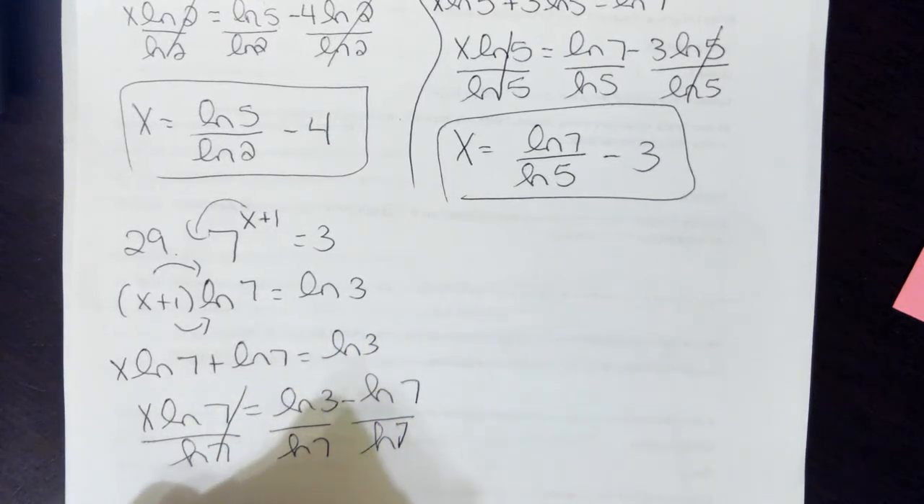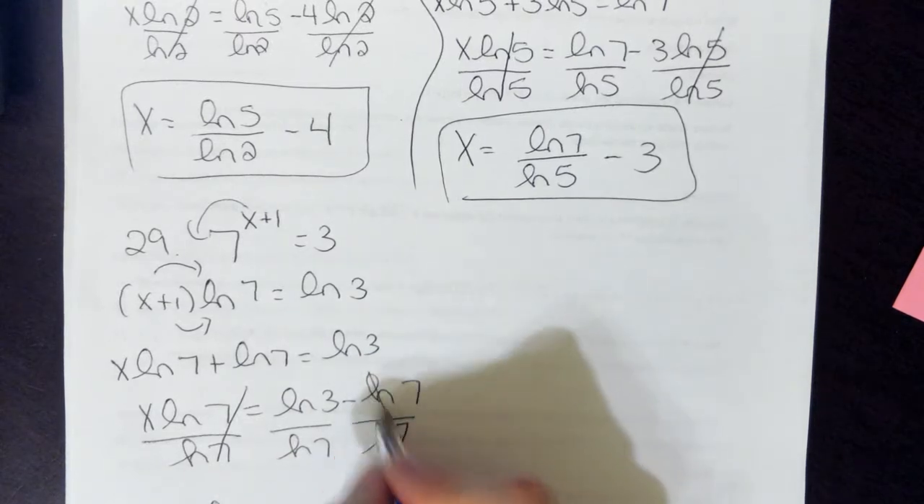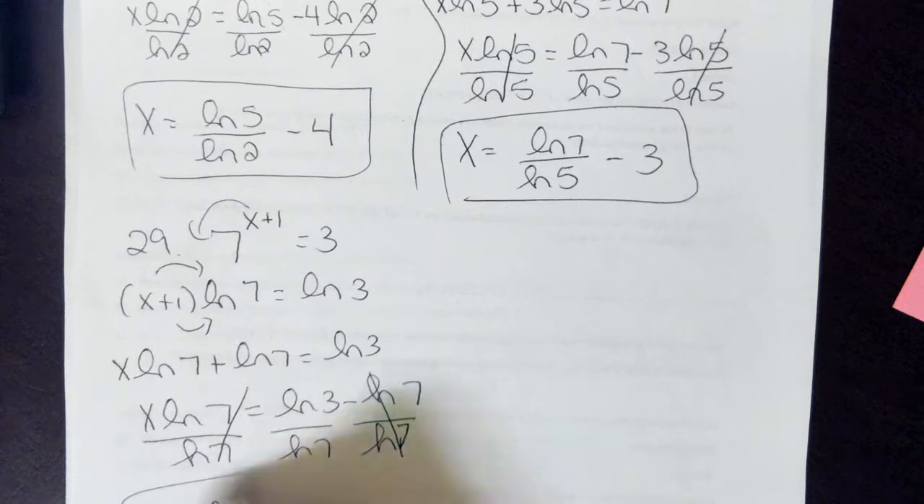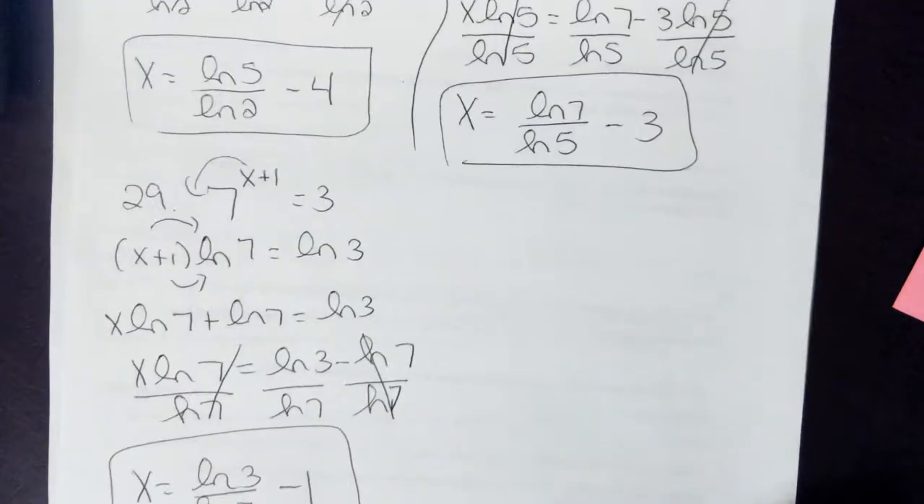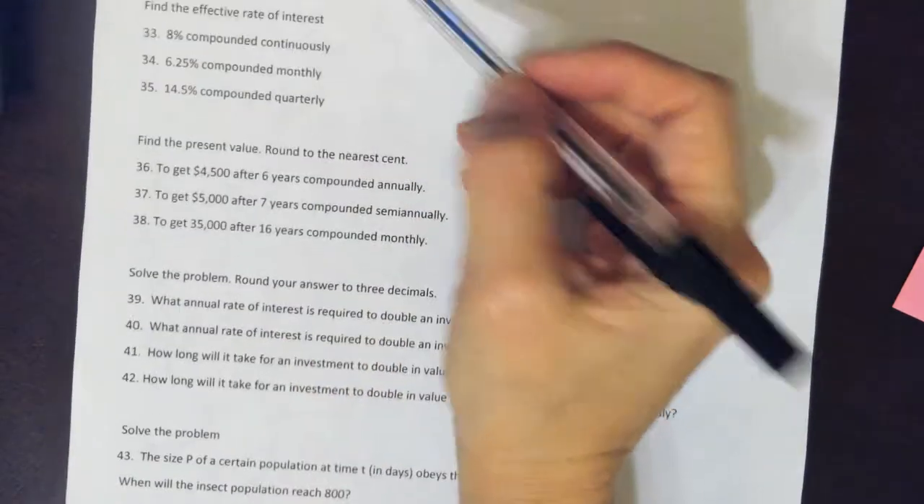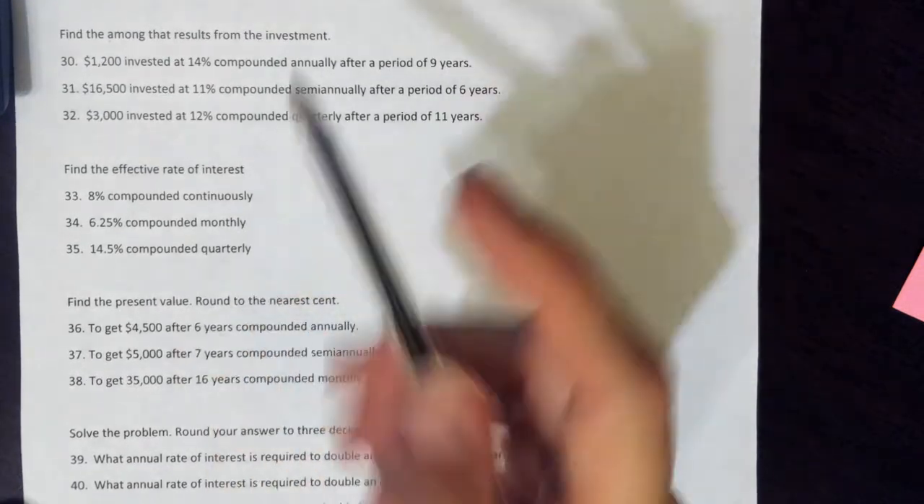These will cancel, so x equals the natural log of 3 over the natural log of 7. And these are going to cancel completely, so it's minus 1. Sorry about that. So it's minus 1. They cancel completely.